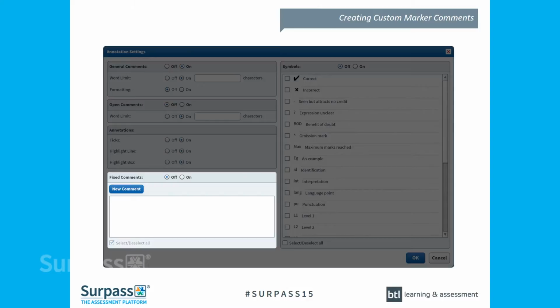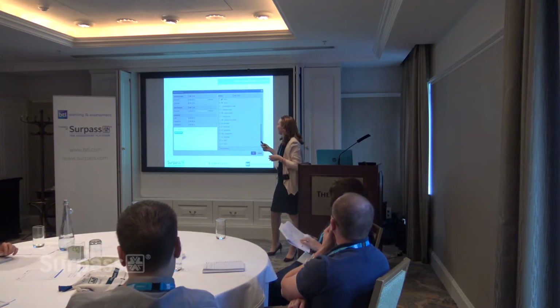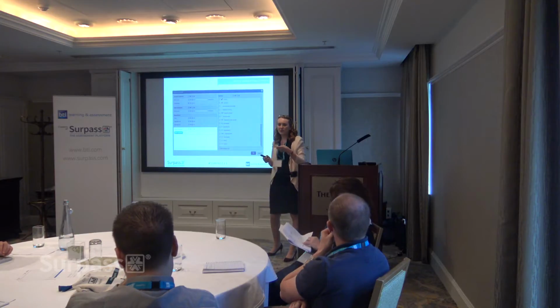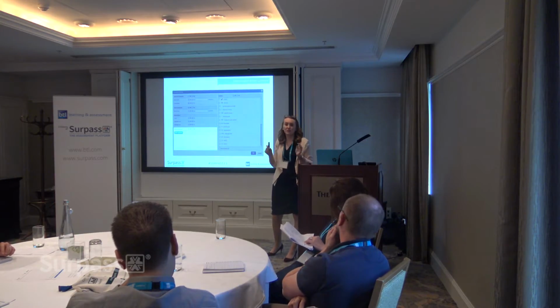So there's a few different things you can customize. Your standard open comments, where the marker fills it in themselves, and you can set word limits on those and things like that. You can even choose to allow them text formatting if they need to have access to that. You've got your standard annotations, which are the ones that are always on as a default, like the tick and the highlight and the box. You can turn those off if you don't want them available.